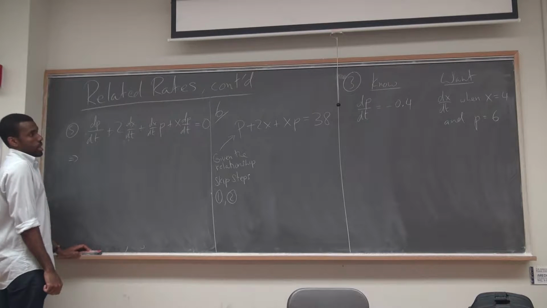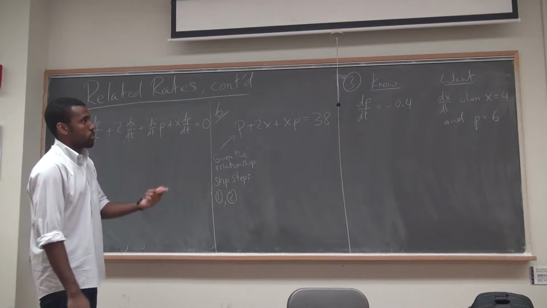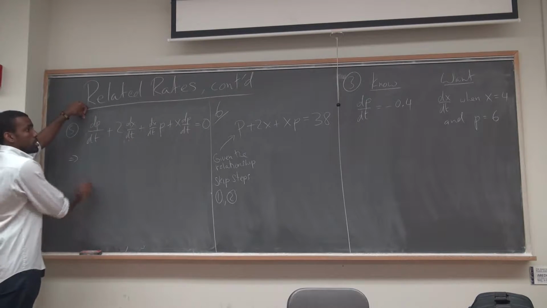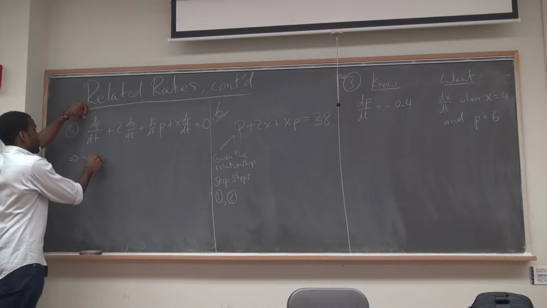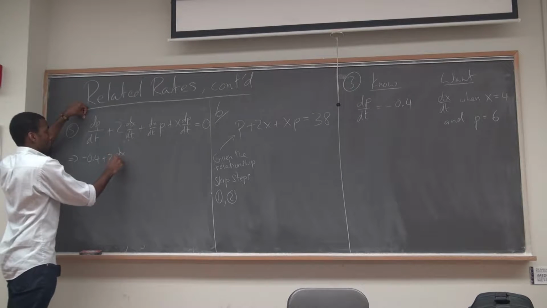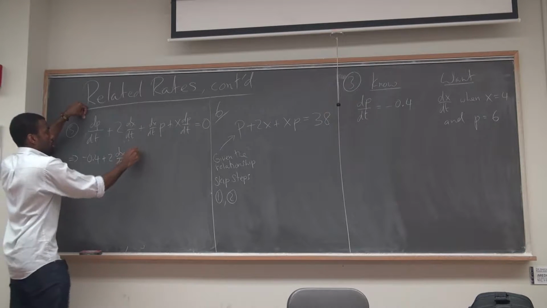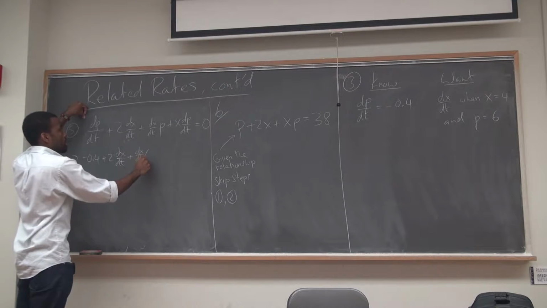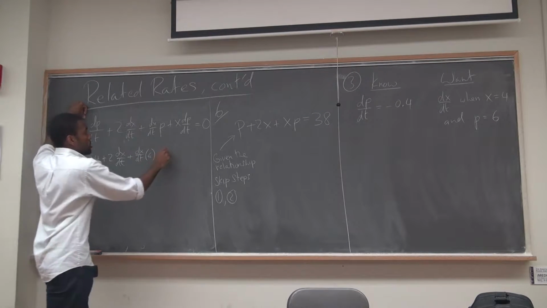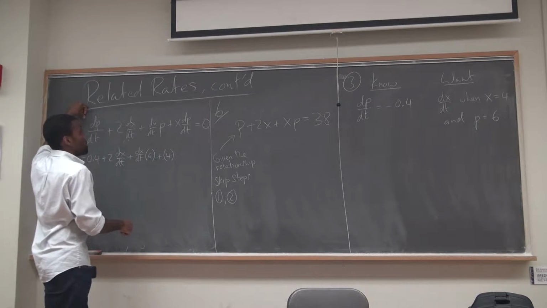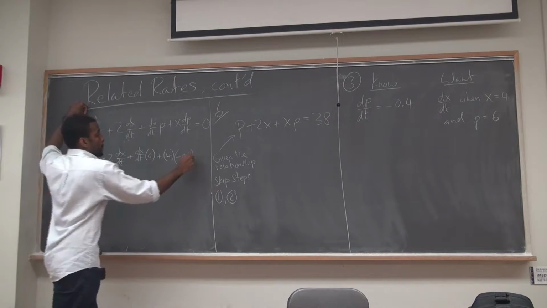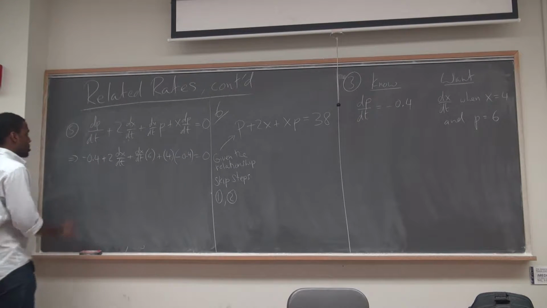At this point, I know everything. I know what x is, I know what p is, and I know what dp/dt is. Let me plug those in. My dp/dt is minus 0.4, plus 2 times dx/dt, which is what I don't know and what I want to find, plus dx/dt times p, which is 6, plus x, which is 4, times dp/dt, which is minus 0.4. And that's all equal to 0.